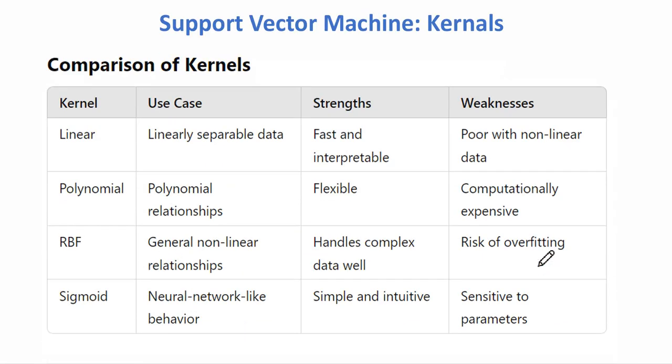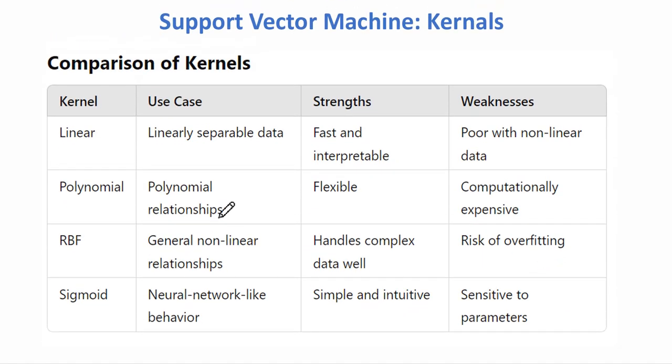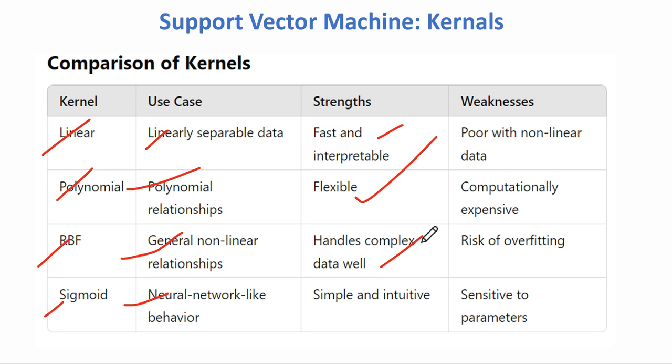So these are some of the differences between the different types of kernels. The linear kernel is used for linearly separable data. The polynomial kernel is for polynomial relationships in data. The RBF is for generally nonlinear relationships in data. The sigmoid is used for neural-network-like behavior. The strengths: linear is fast and interpretable, polynomial is flexible, RBF handles complex data well, and the sigmoid kernel is simple and intuitive.